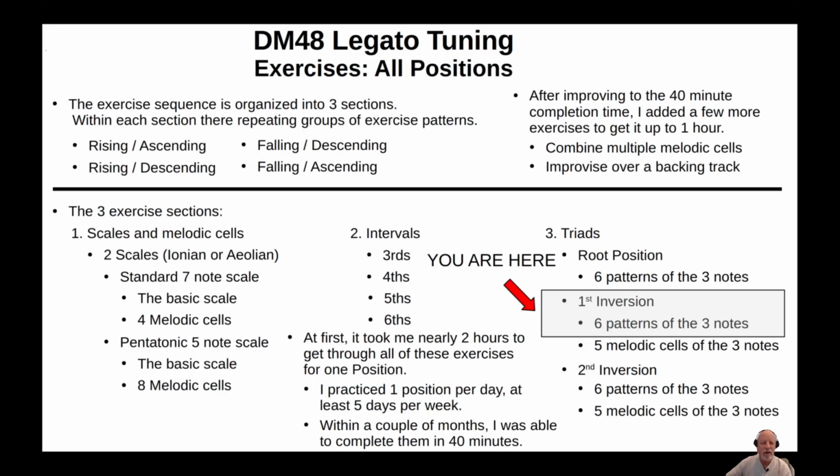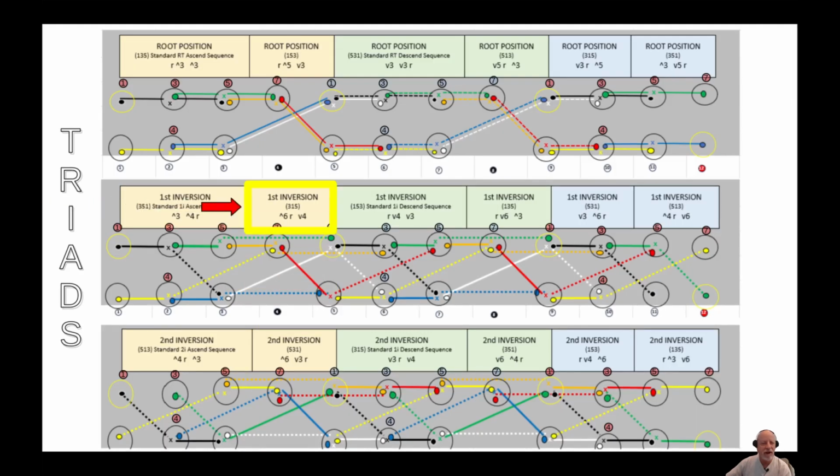And so to continue, the second one. Now this is the first inversion again, and 3-1-5. So now we're going to start at the 3, just like we did on the previous one, and we're going to jump all the way up to the root. So we're going to go 3-1-5.